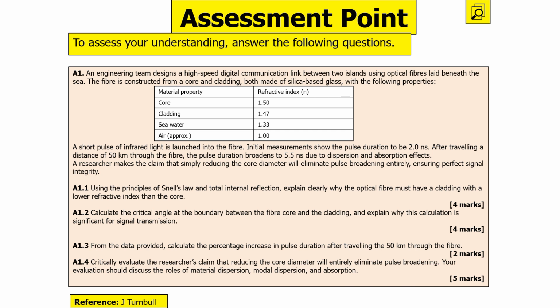Calculate the critical angle at the boundary between the fibre core and the cladding and explain why this calculation is significant for signal transmission. From the data provided, calculate the percentage increase in pulse duration after travelling 50 kilometers through the fibre, and then critically evaluate the researcher's claim that reducing the core diameter will entirely eliminate pulse broadening. Your evaluation should discuss the roles of material dispersion, modal dispersion, and absorption. So pause the video now and unpause the video when you want to go through your answer.